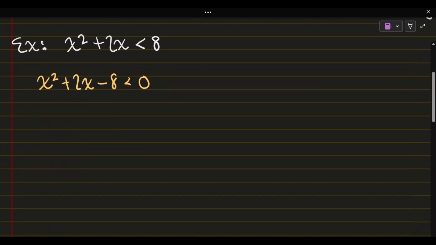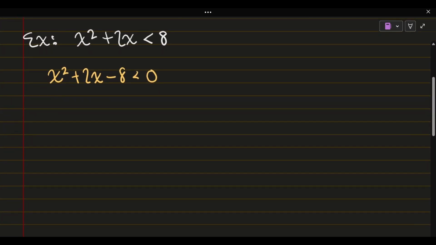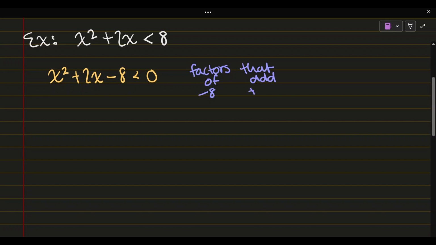Now I can factor this quadratic inequality, x squared plus 2x minus 8, by finding factors of negative 8 that add to 2. If you're confused on how to factor, I do have a video on factoring quadratics, so I would recommend checking that out. This is a prerequisite skill for this topic, so I'm going to speed through the factoring, but like I said, if you're confused on it, please go back and see my video on factoring.